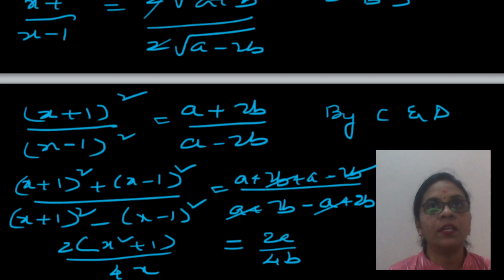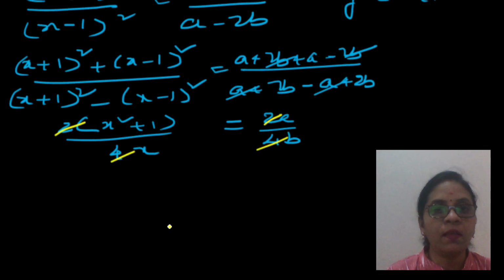So we can cancel. I'll change the color and show the cancellations. So we can cancel the 2 and 2 on these two sides and 4 and 4 on these two sides. So what are we left with now? We are left with x square plus 1 by x.